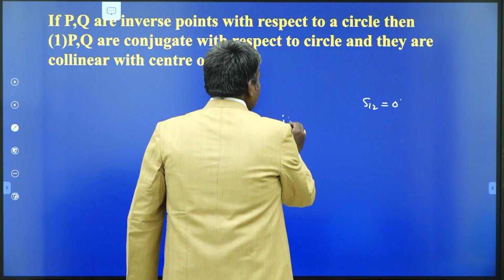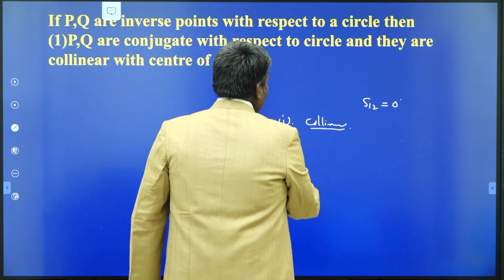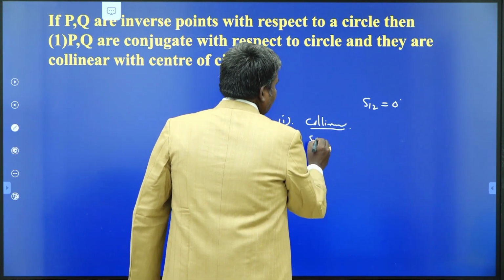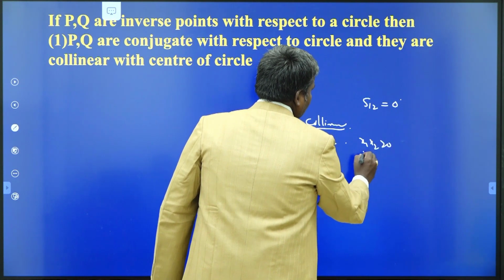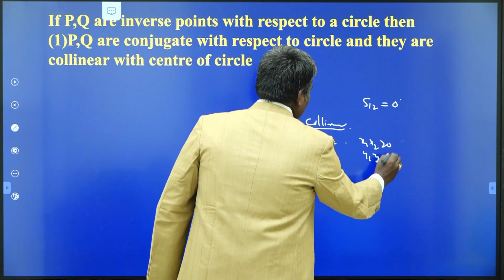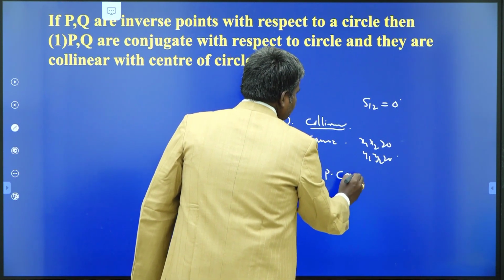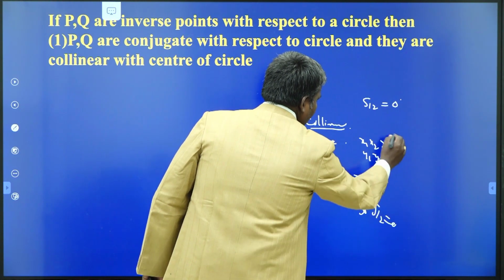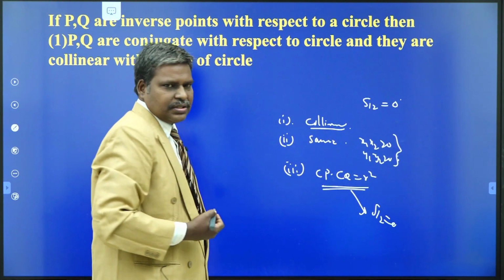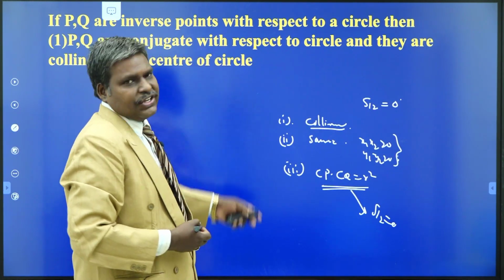By the definition itself, the three conditions. What is the first condition? Collinear with the center. What is the second condition? Same side of center of circle. From that we are obtaining x1, x2 greater than 0, y1, y2 greater than 0. What is the third condition here? CP into CQ is equal to R square. From this condition itself we obtain S12 equal to 0 by using the two conditions. Already we proved. But the above theorem itself gives this condition.